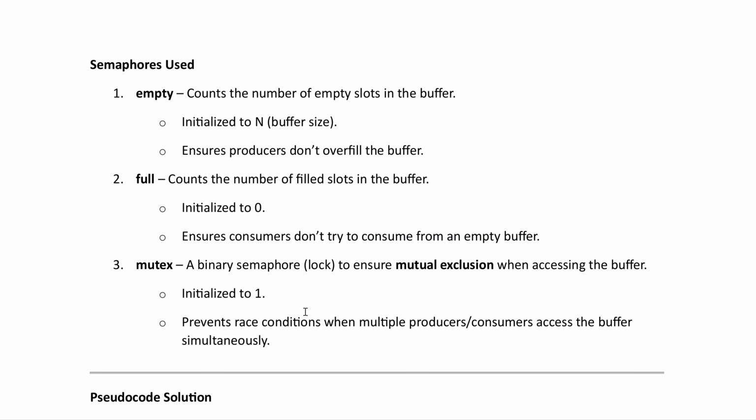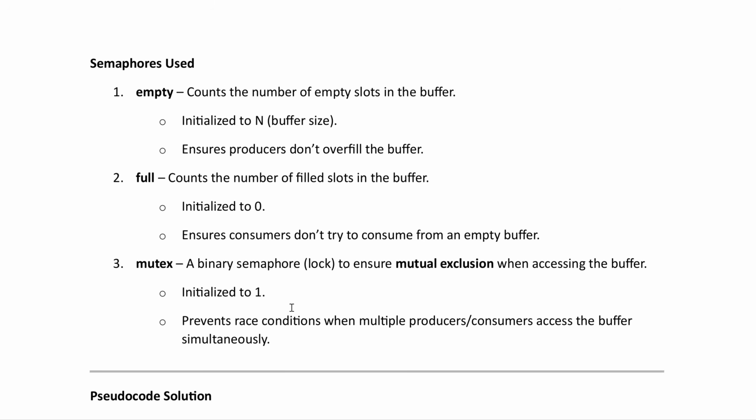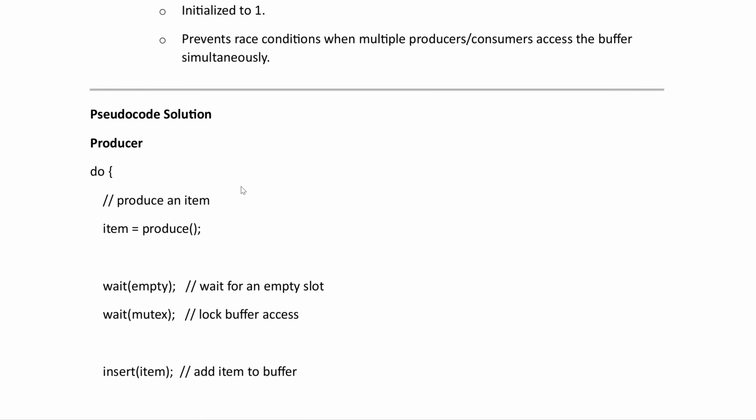The next semaphore is the mutex semaphore. This is a binary semaphore, that is, its value is 0 or 1, and it can be used as a lock to ensure mutual exclusion. With the help of the mutex semaphore, the mutual exclusion property is enforced when accessing the buffer. The value of this mutex semaphore is initialized to 1. Then it will become 0, then 1, and this alternates. So this mutex semaphore will prevent race conditions when multiple producers and consumers access the buffer simultaneously, right?